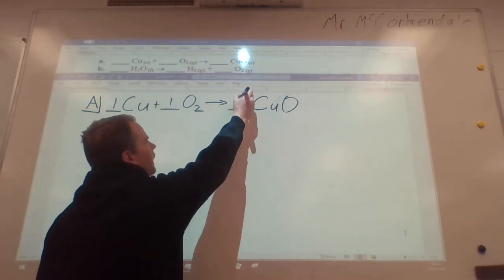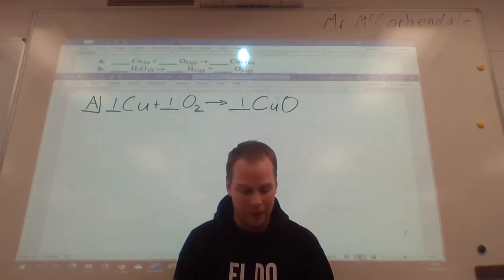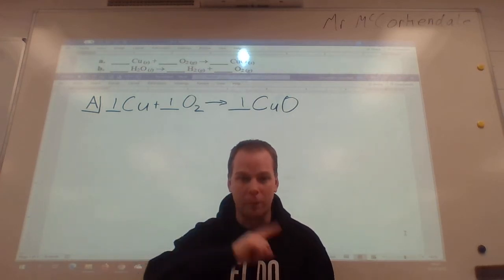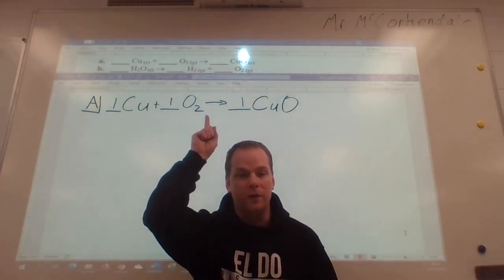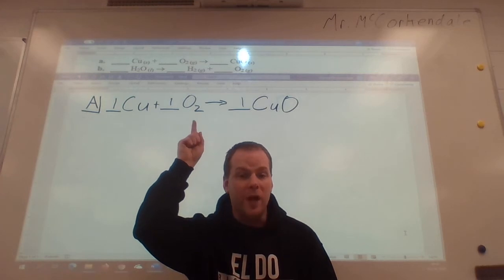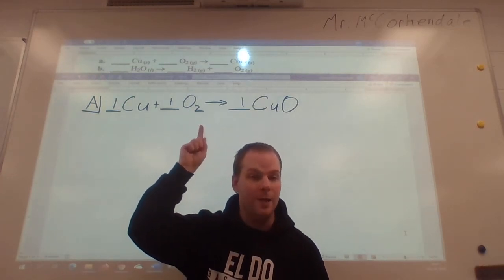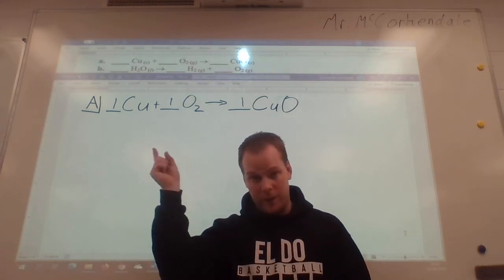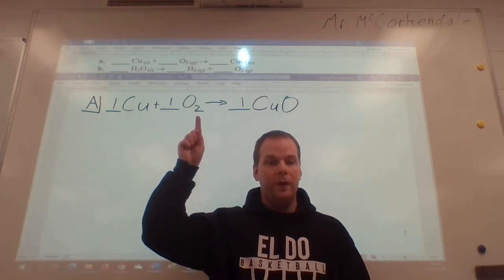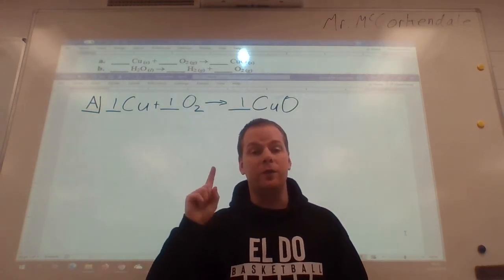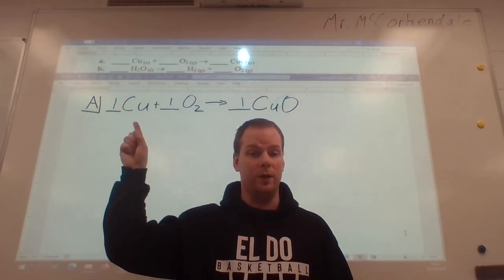I'm getting a little ahead of myself, so I'm going to backtrack a little bit and tell you two things that you have to keep in mind when balancing. Number one, never, ever, ever change subscripts. If you change the subscript, you're changing the chemical formula, which changes what the compound is. And the balancing is not going to be correct. You cannot change these. You are only allowed to change the coefficients, which are the larger numbers which go in the blanks.